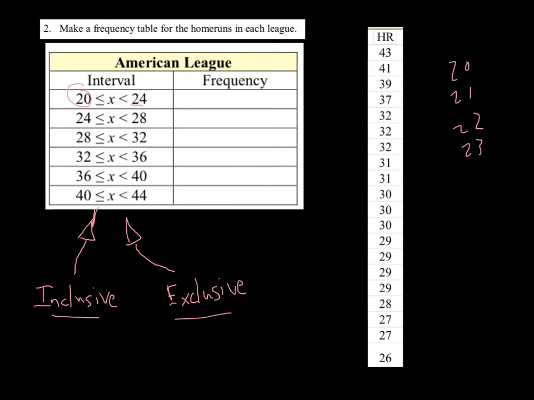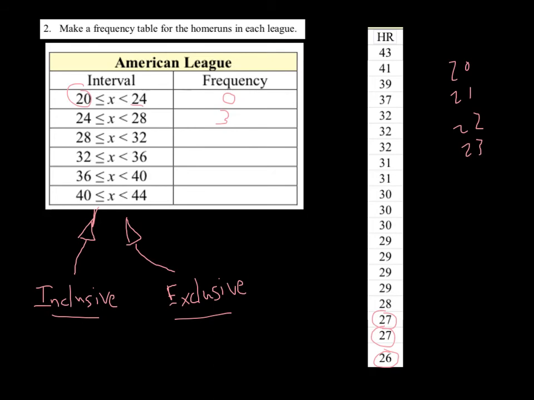Now, seeing that the minimum was 26, the frequency for 20 to 24 is going to be 0. It happened none times. How about somewhere between 24 up to, but not including 28? We got 26, 27, 27. 28 is there, but it's got to be less than 28, so there are 3 values there.